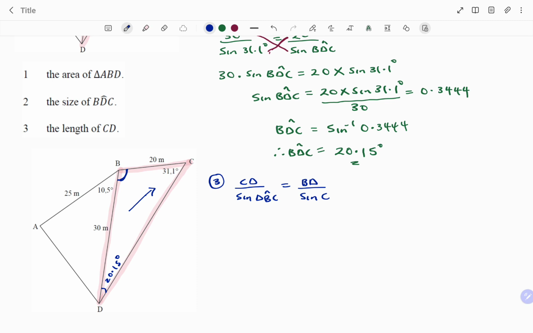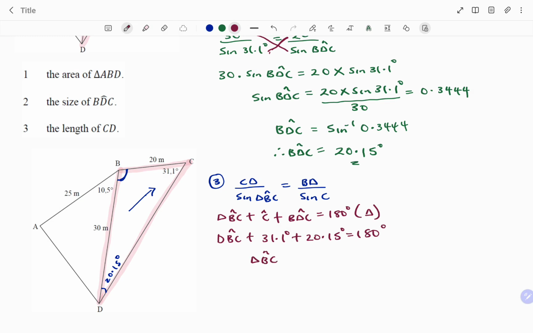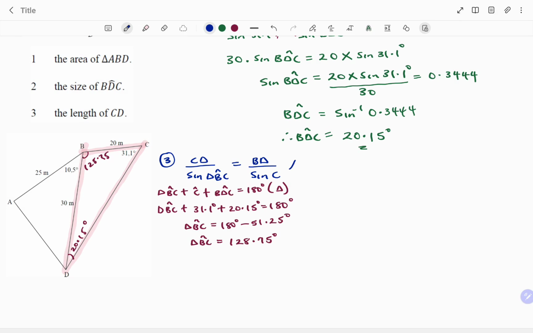Remember, DBC is a triangle, so angle DBC plus angle C plus angle BDC equals 180 degrees. That's the sum of angles in a triangle, add up to 180. So I have DBC, that's the missing angle, plus C, 31.1 degrees, plus 20.15 equals 180 degrees. Therefore, angle DBC using the balance method equals 180 minus 51.25, so DBC equals 128.75 degrees.